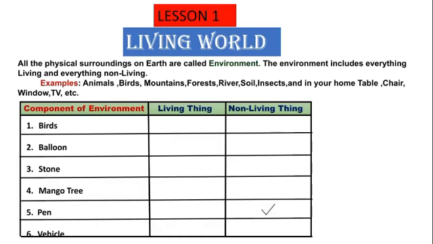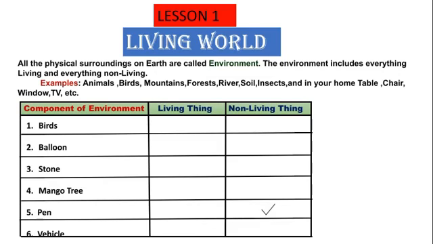Yes, all the physical surroundings on earth are called environment. This environment includes everything living and everything non-living. So what are those living things and non-living things? The living beings are those which have the living characteristics, and non-living beings are those which do not have the living characteristics.